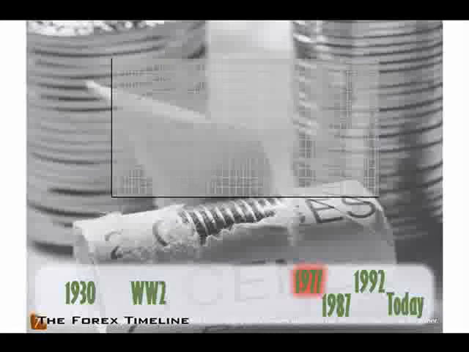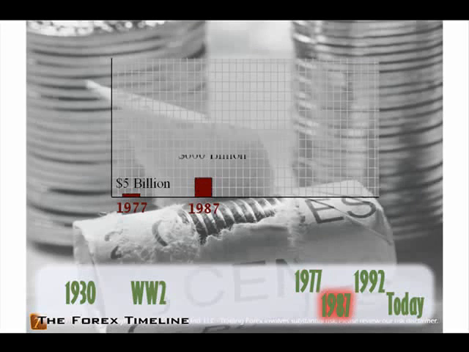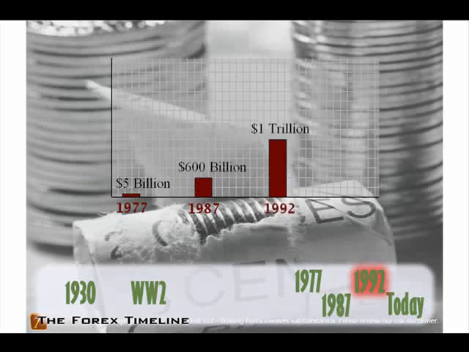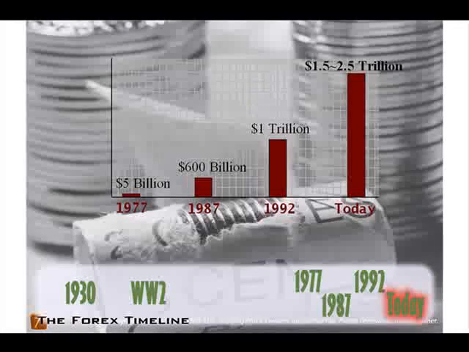Over the years, the foreign exchange market has experienced spectacular growth. The daily average volume in 1977 was US $5 billion, $600 billion in 1987, reached the trillion mark in September 1992, and now averages between 1.5 and 2.5 trillion dollars on any given day. As we can see, the foreign exchange market is an amazing market, no other like it in the world.